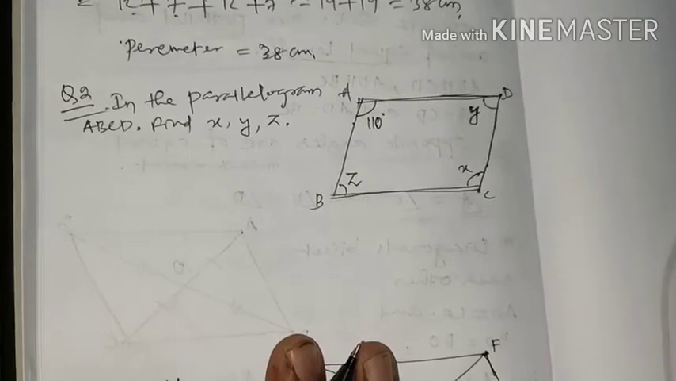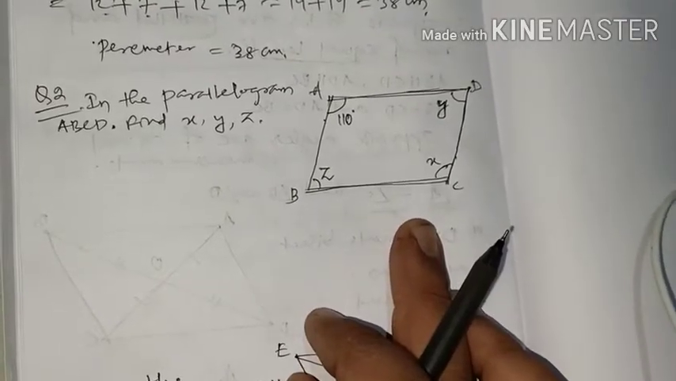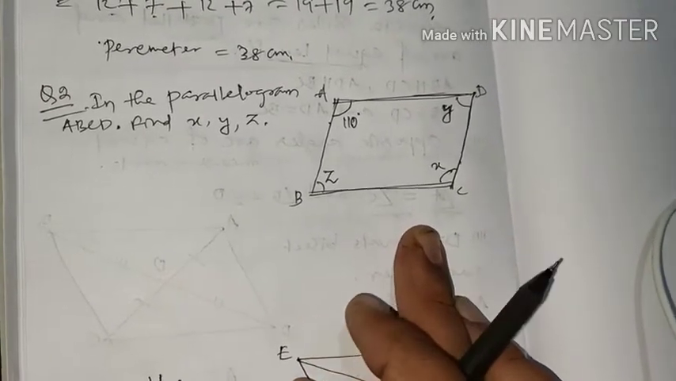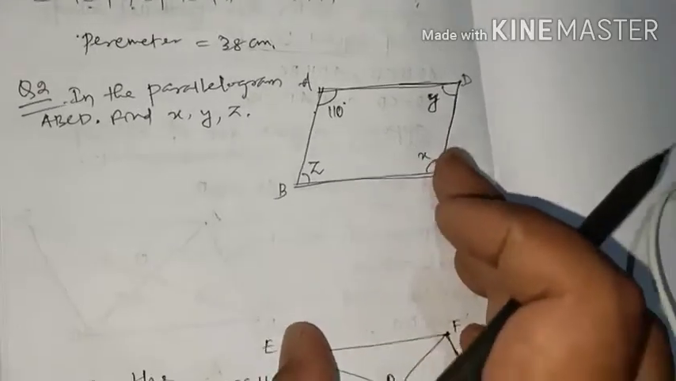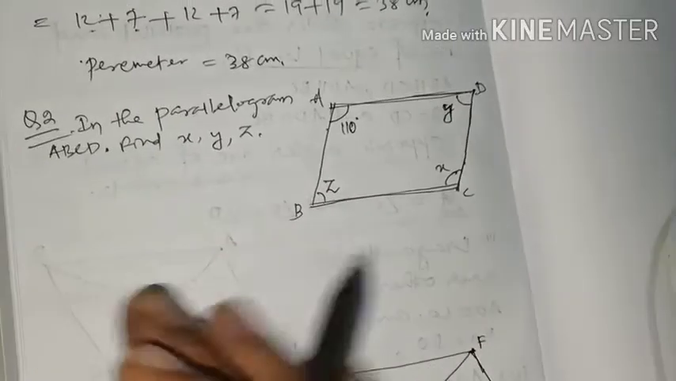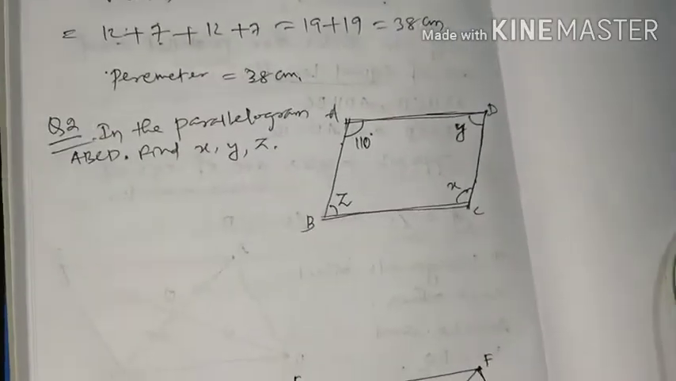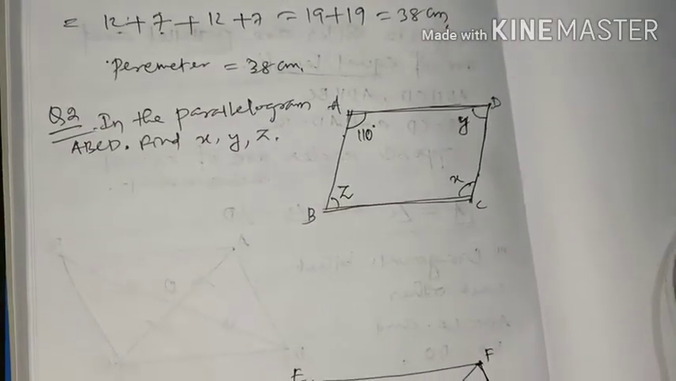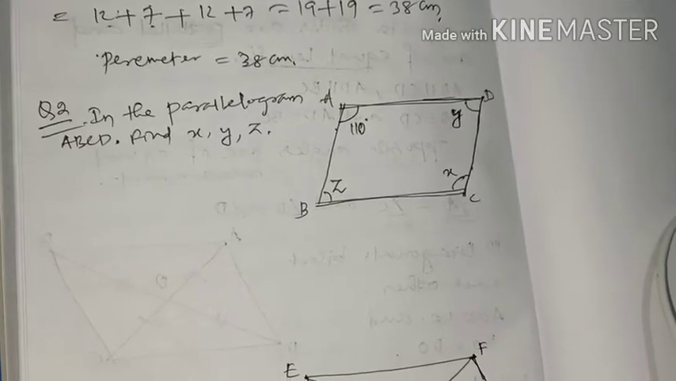In the parallelogram ABCD, here ABCD is a parallelogram. So in the parallelogram ABCD, find the angle X, Y, Z. Here X, Y and Z are unknown, so we have to find the angles. And as you know, the property of parallelogram is that opposite angles are equal in measurement.